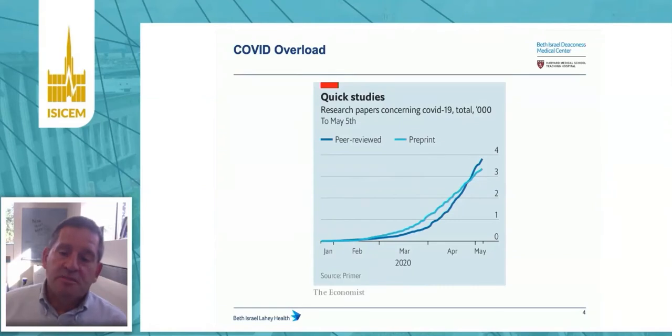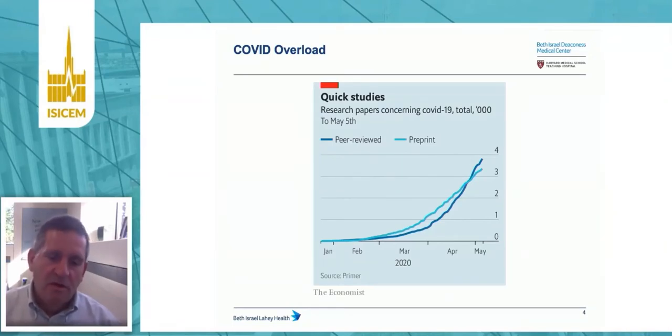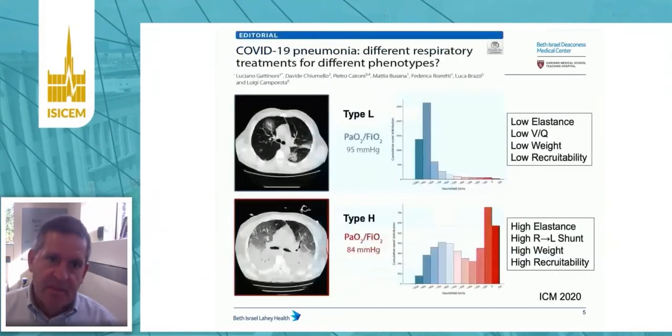The question has been obscured largely by the avalanche of papers in COVID-19. So you can see in this graph up until May, published in The Economist, 4,000 papers and another 4,000 in print. So if at the beginning of March, each of us thought we could keep on top of the literature by being diligent, it's become clear that it's very difficult to discern the signal from the noise in the COVID literature. I'm going to try to examine this question of pulmonary mechanics and come up with some common sense recommendations.